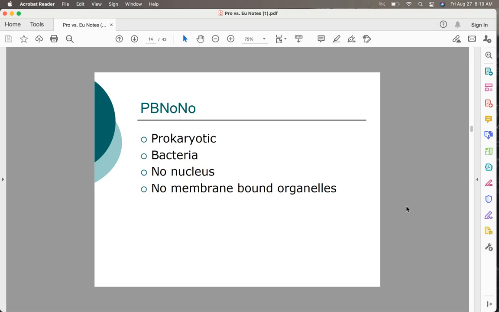So in class, we talked about this PB no-no. PB no-no. Okay, that's going to help you remember the important things about bacteria and prokaryotic cells. So it stands for prokaryotic, bacteria, no nucleus, no membrane-bound organelles. Okay, so that's a little hack for you to remember all of the things you need to know about prokaryotes, because if it's not describing a prokaryote, it's probably describing a eukaryote.